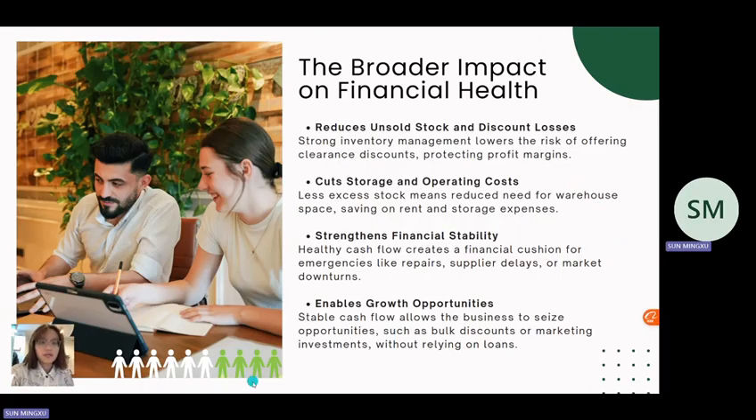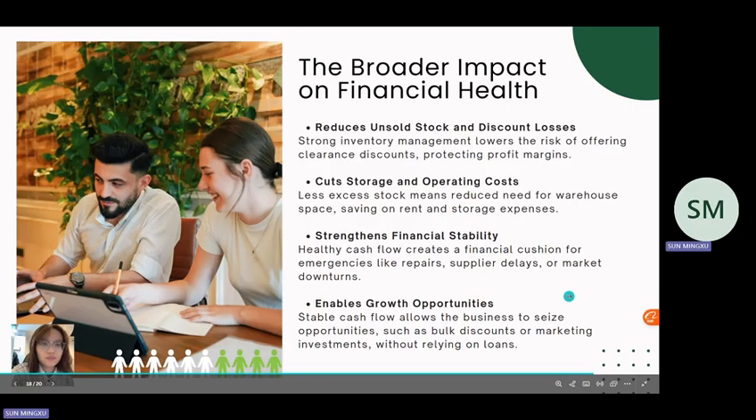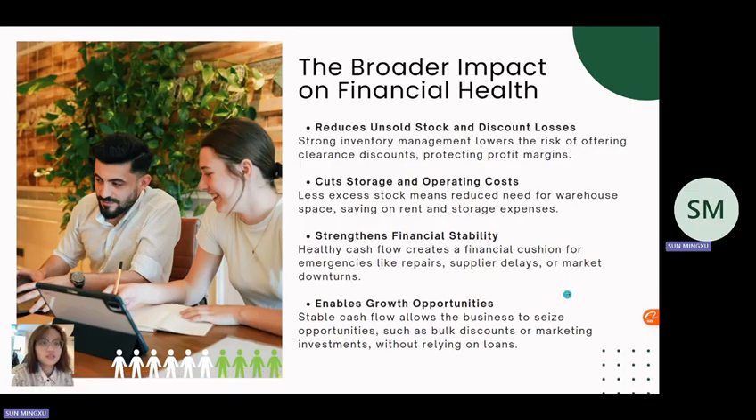supplier delays, or economic downturns. Moreover, with improved liquidity, the Asimo cycle can seize new opportunities, such as taking bulk purchase discounts or investing in marketing without relying on costly loans. In this way, it will strengthen both short-term stability and long-term business growth potential.